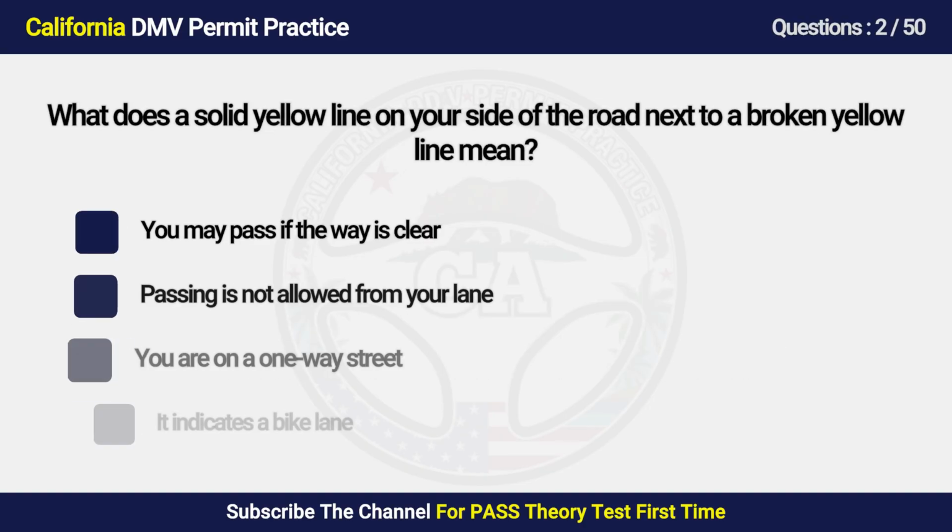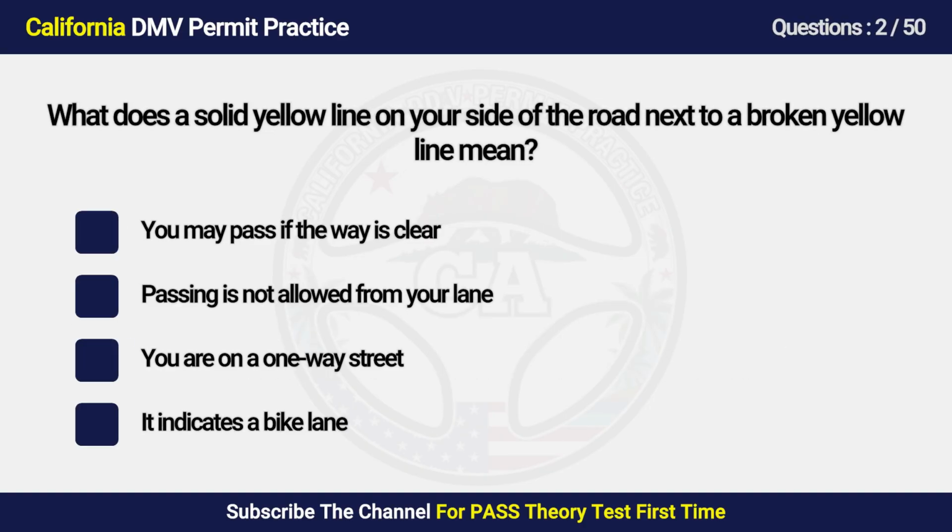Question 2. What does a solid yellow line on your side of the road next to a broken yellow line mean? A. You may pass if the way is clear. B. Passing is not allowed from your lane. C. You are on a one-way street. D. It indicates a bike lane.